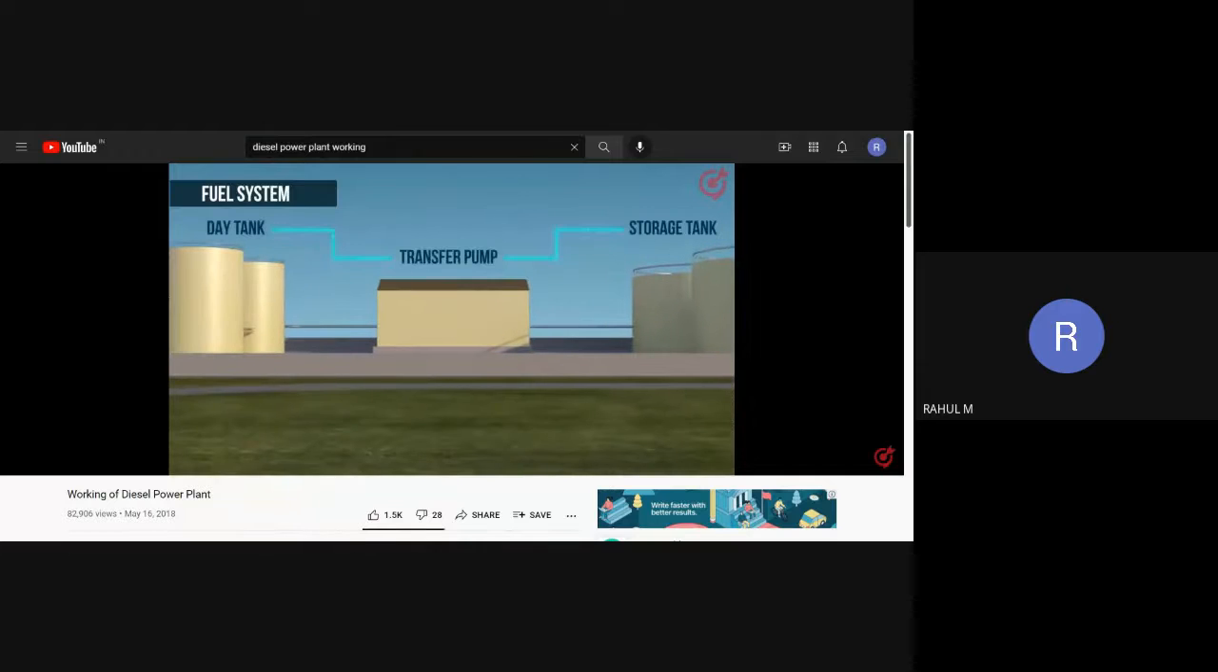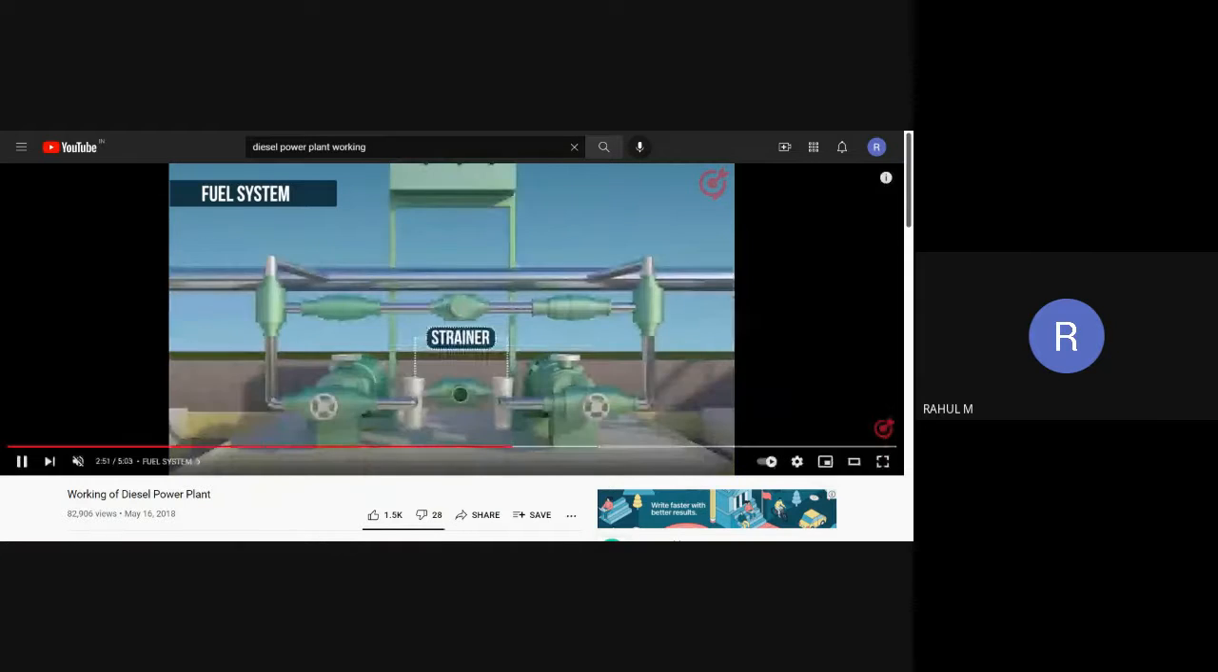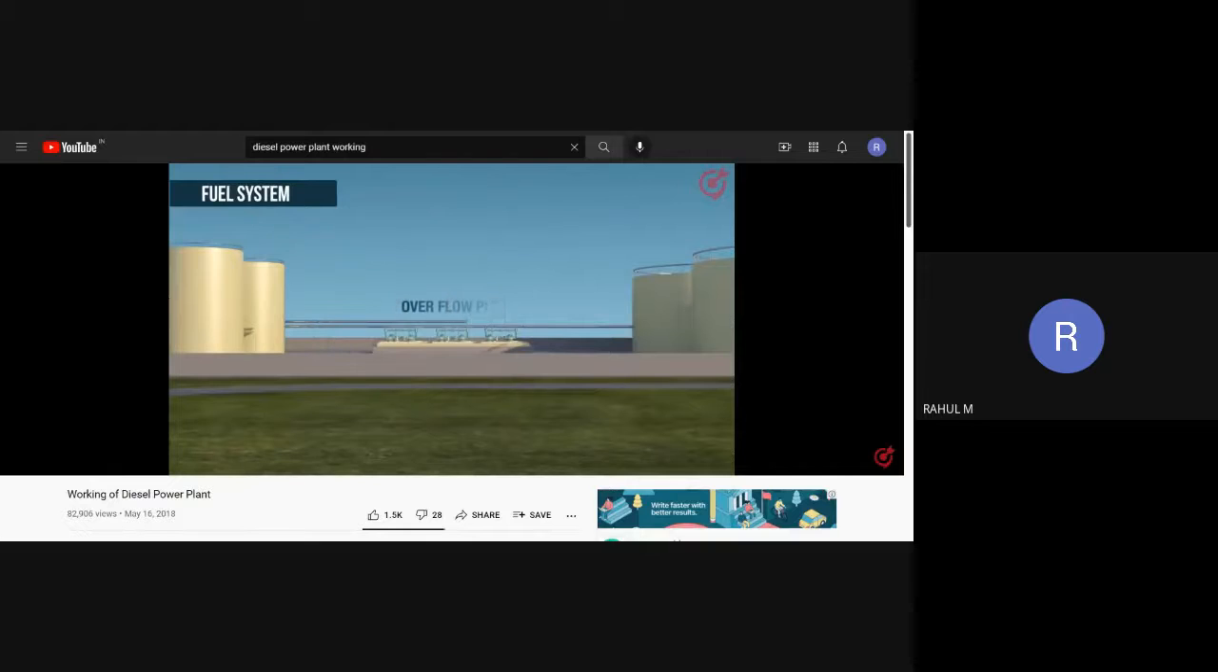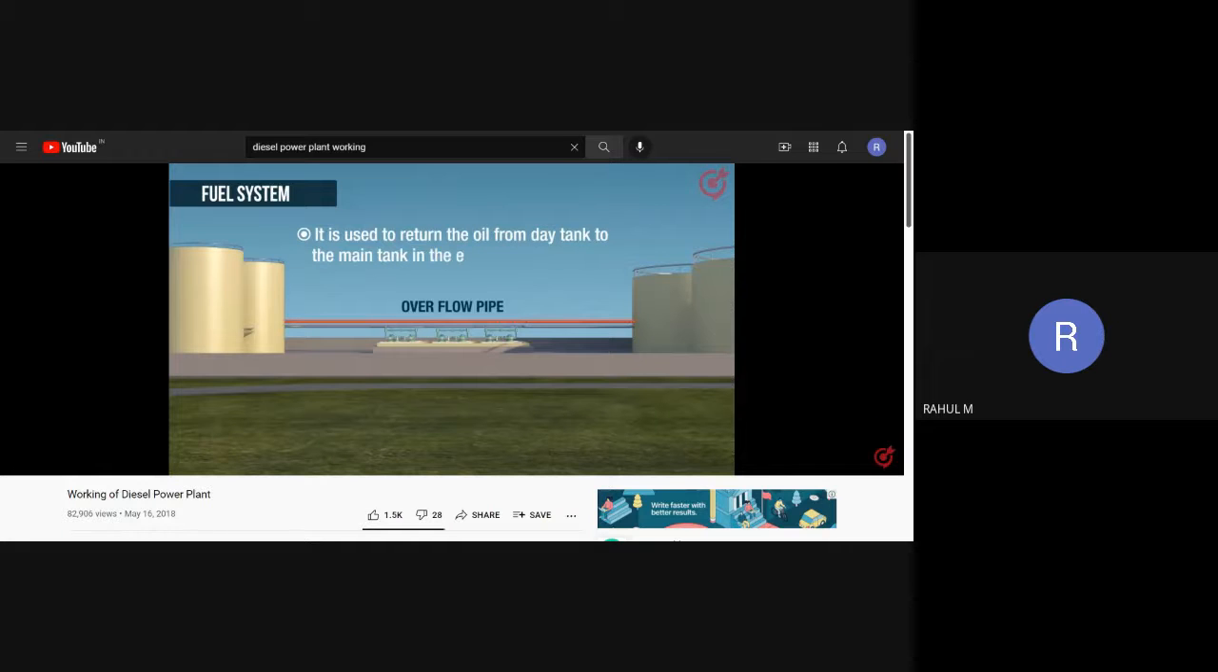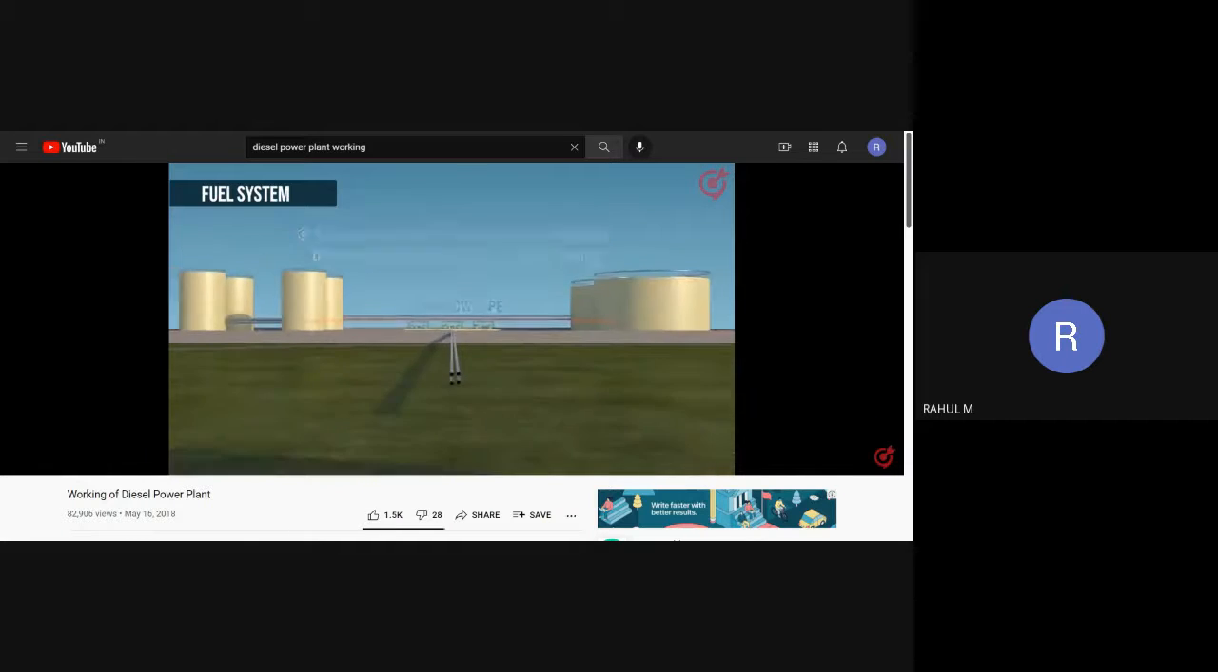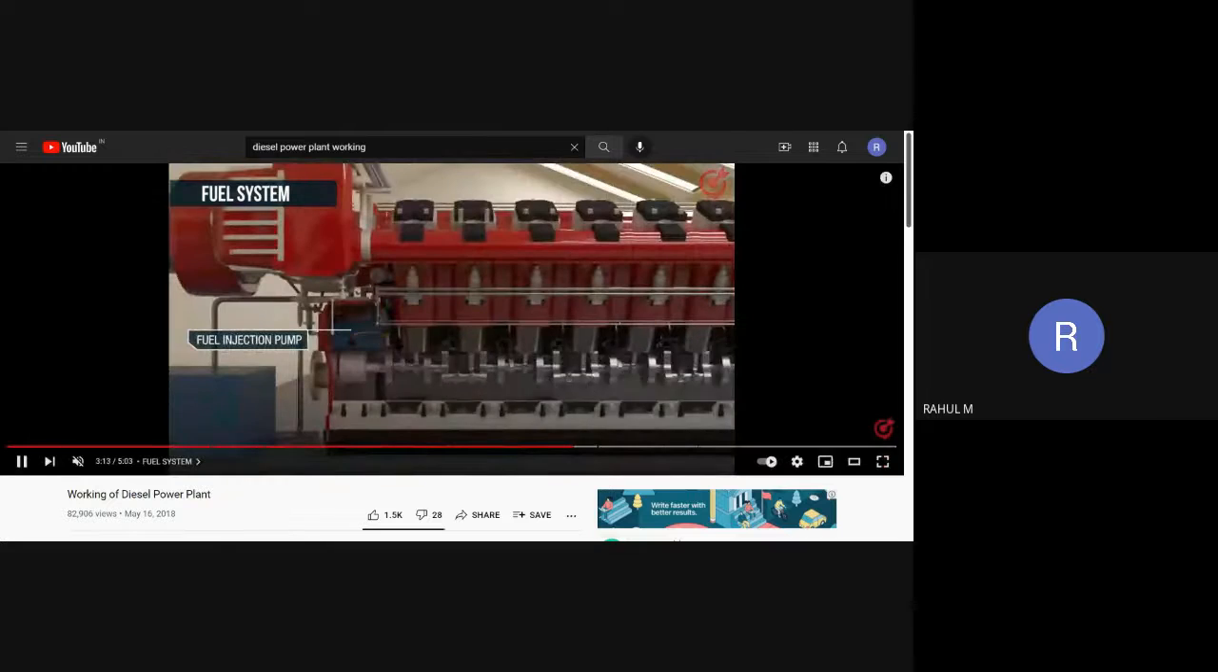So you have a fuel tank, and from there, it is actually transferred to the day tank. Now after that the strainer is actually used. If the fuel supplied is more, it will return the excess back to the original one. Now this fuel is actually supplied over here.